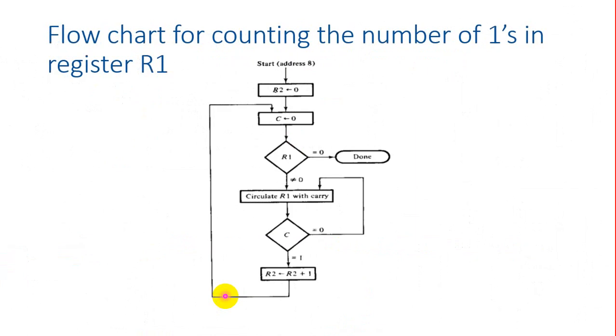Count the number of ones in a register R1. Let's say, write a microprogram to count the number of ones in register R1 and store the result in the register R2. This is the problem now. Count the number of ones in register R1 and store the counting result, how many ones are in register R1, in register R2. So the R1 register will hold the word in which you will count how many ones there are. After counting, that number will be stored in another register called R2.